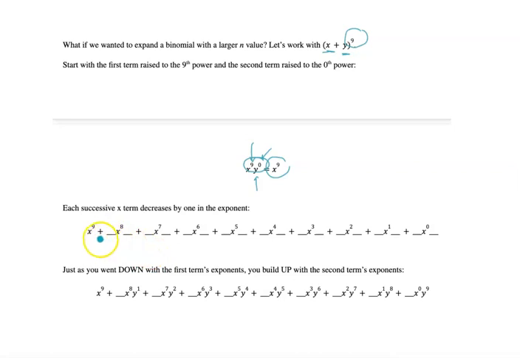Then as you go into each term, you're going to decrease your x exponent by 1. So you have x to the 9th, then x to the 8th, then x to the 7th, and so forth for each term until you get to the last term, which will have x to the 0. And just as you went down with the x term's exponents, you're going to go up with the y term's exponents. Remember, the first term had y to the 0.